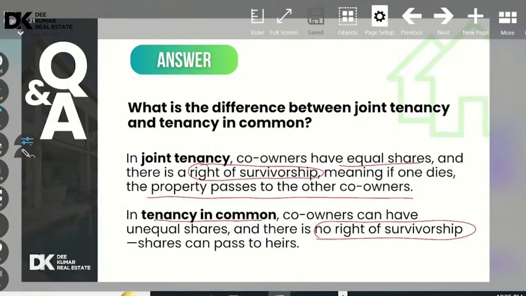But in a tenancy in common, if A, B, and C all decide to buy an investment property and A brings the lion's share of money, let's say A brings 90% of the money, B brings in 5%, and C brings in the other 5%, then they would put on the deed A, B, and C as tenants in common, because tenants in common can have unequal shares. And that's the major difference between joint tenancy and a tenancy in common.